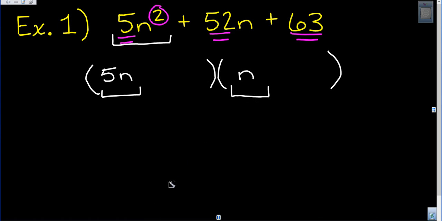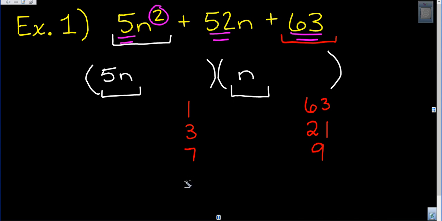Now I'm going to look at the last term, which is the 63. Now there are multiple ways to multiply to achieve a 63. It could be 1 and 63. It could be 3 and 21. It could be 7 and 9. Those are the only 3 options.